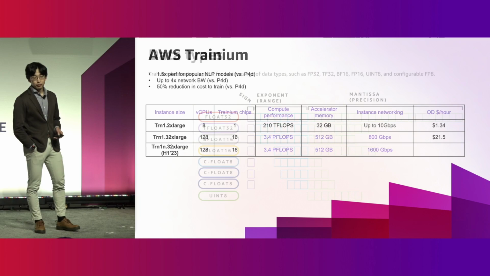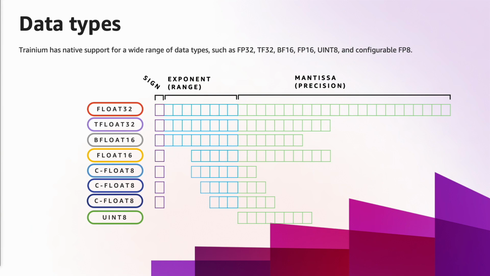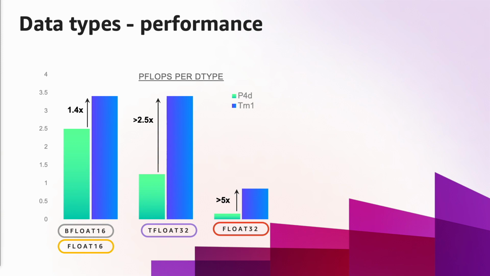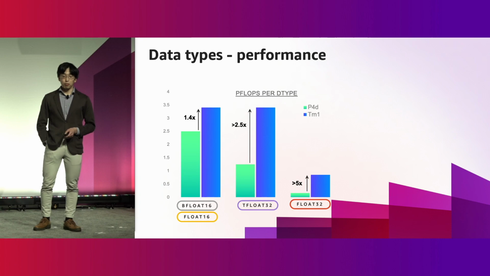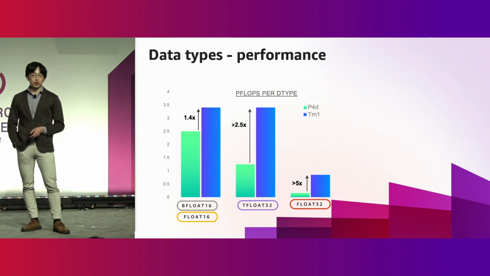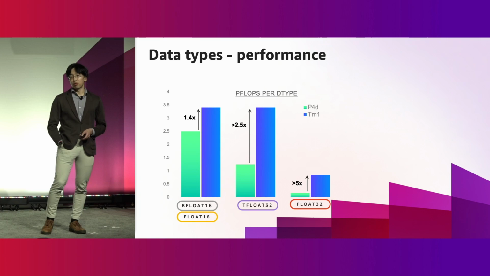Trainium has native support for a wide range of data types, such as FP32, TF32, BF16, FP16, UINT, and configurable FP8. As a result, compared again with the P4d instance, we have achieved a huge improvement in PFLOPS performance. For example, in the comparison of float 16, the performance of Trainium is 1.4 times better than that of P4d. Similarly, for TF32 we have 2.5 times more performant capability in Trainium, and five times more performant in float 32.